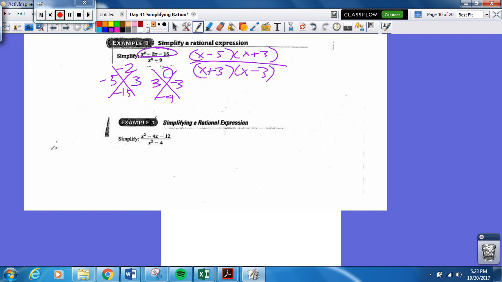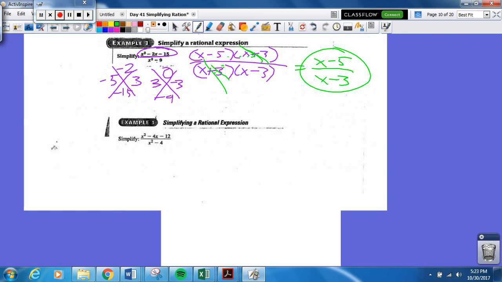Look at that. You see you have something identical in the numerator and denominator? That means I can cross them out because it equals 1. Just like x divided by x equals 1, or 2 divided by 2 is 1, x plus 3 divided by x plus 3 is 1. And you see the multiplication there? That means I can cross it out. So I got x minus 5 as my numerator over x minus 3. There you go.